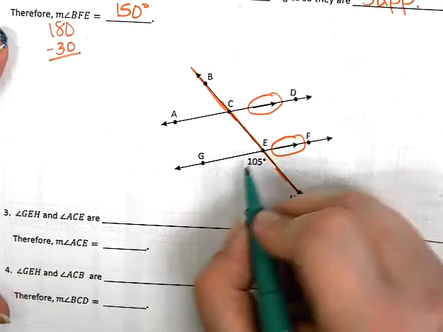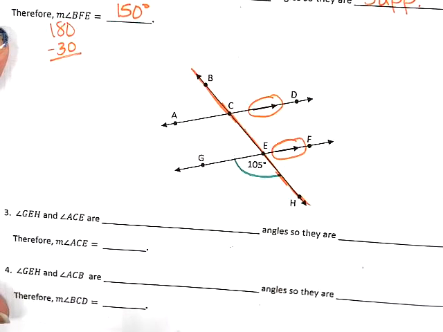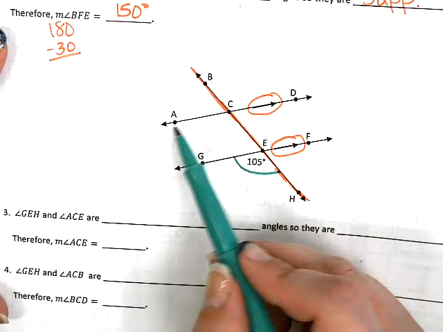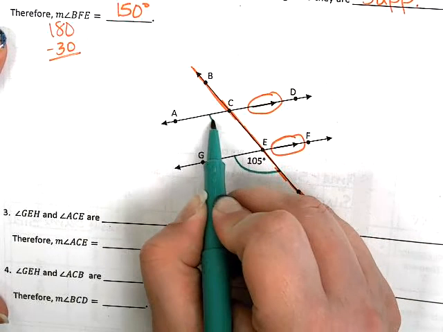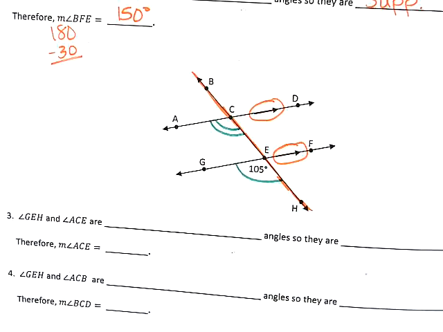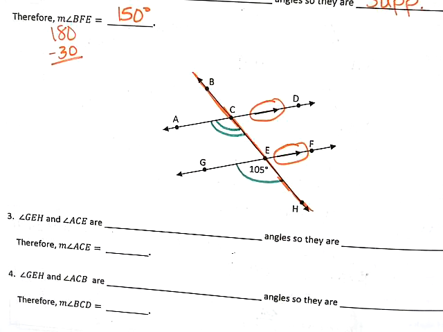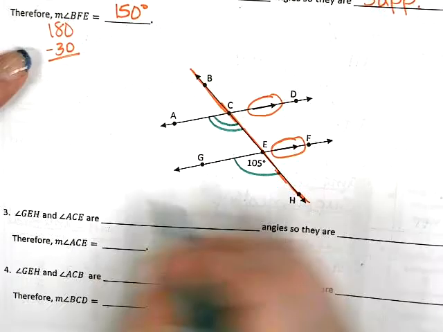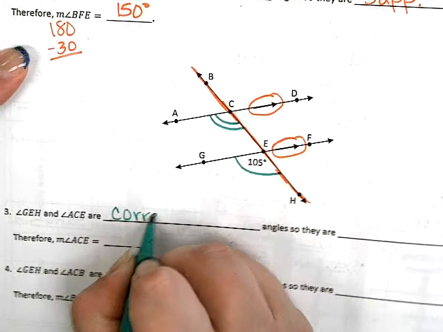Angle GEH is right here, and angle ACE. ACE is right here. When we look at those two angles, they look like they are in the exact same spot. Hopefully you guys agree. So those are corresponding angles.